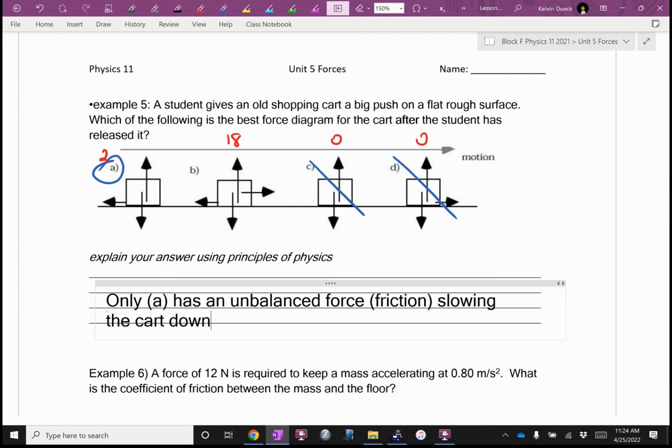Yeah, B can't be right. It's either speeding up or it's going at a constant speed. It's a little tough to tell whether the two horizontal arrows are meant to be the same size or whether one's longer. It's got to be A. Are you starting to see why I'm trying to tell you a good free body diagram and Newton's first tells you an awful lot?